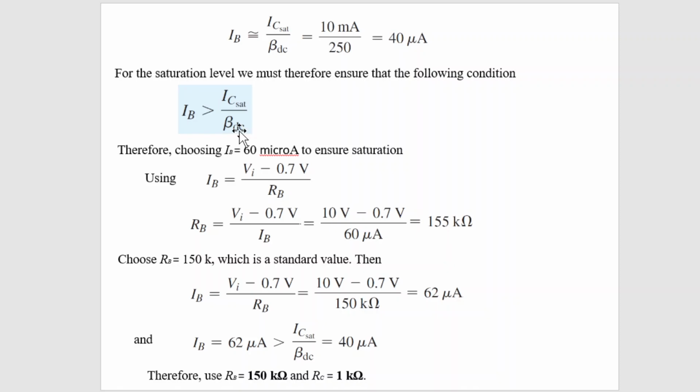Now, here we have calculated IB is equal to 40 microampere. Therefore, we choose an arbitrary base current value, and that base current value should be greater than 40 microampere.